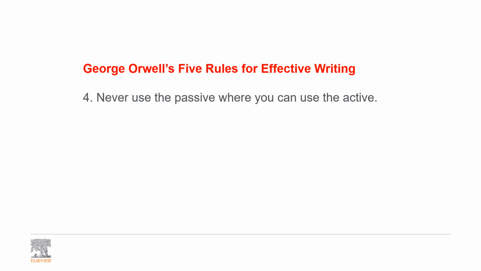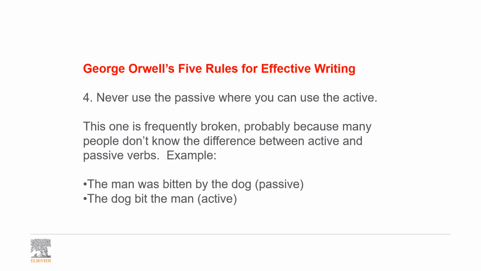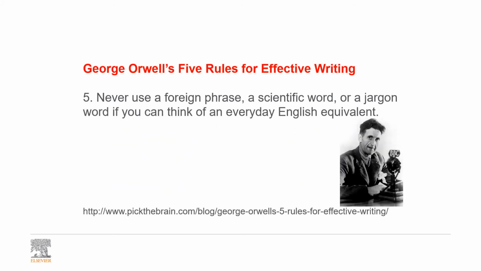Never use a passive where you can use the active. Frequently broken. One example of a passive piece of writing is "the man was bitten by the dog," and the active equivalent is "the dog bit the man." Much more clear what's happening there, and it uses fewer words. Never use a foreign phrase or a scientific word or a jargon word if you can think of an everyday English equivalent. We've said this and done this one to death already. Use plain English.